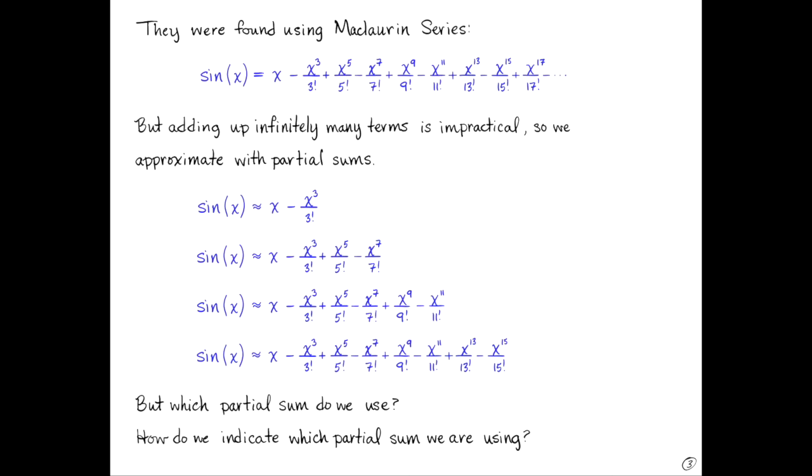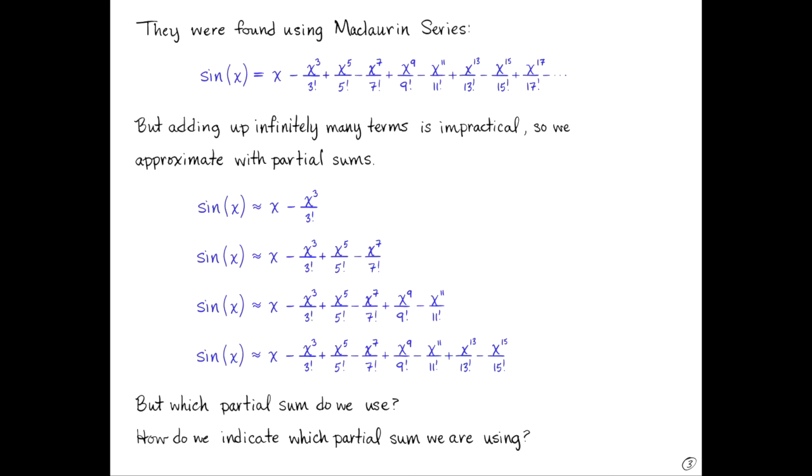We found last week that sine of x can be written as the infinite polynomial x minus x cubed over 3 factorial plus x to the 5th over 5 factorial. And it keeps going on and on. But adding up infinitely many terms is impractical. So instead, we can approximate with our partial sums. On our opening slide, we approximated sine x with x. Or, for an even better approximation, we could approximate sine x with x minus x cubed over 3 factorial.